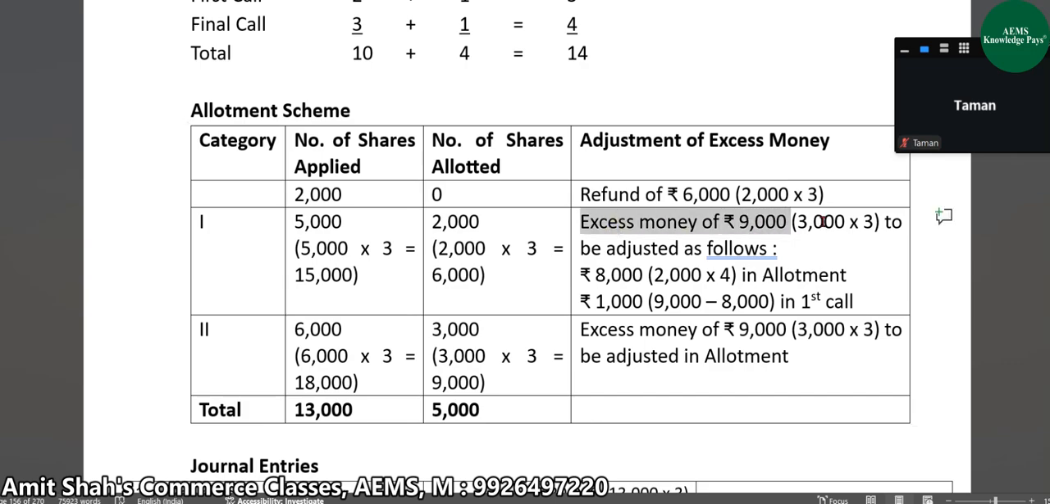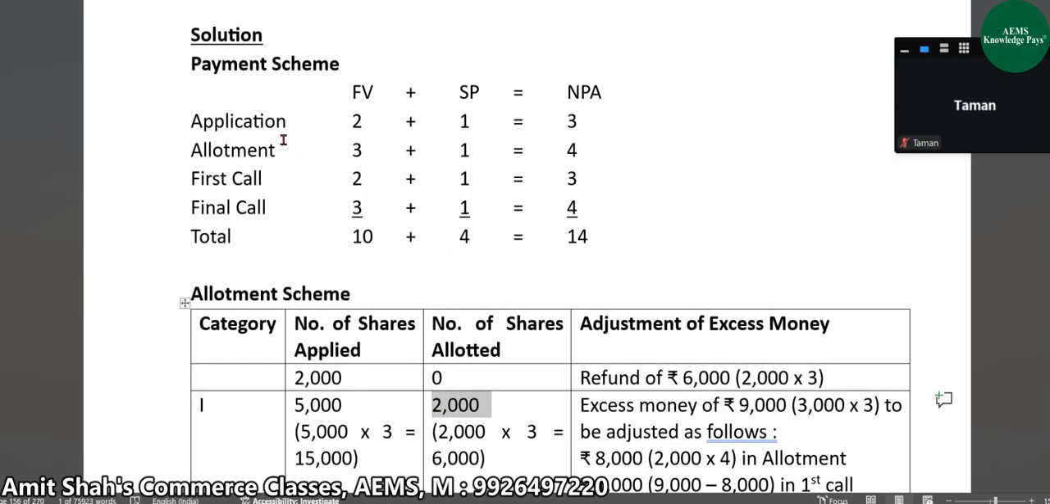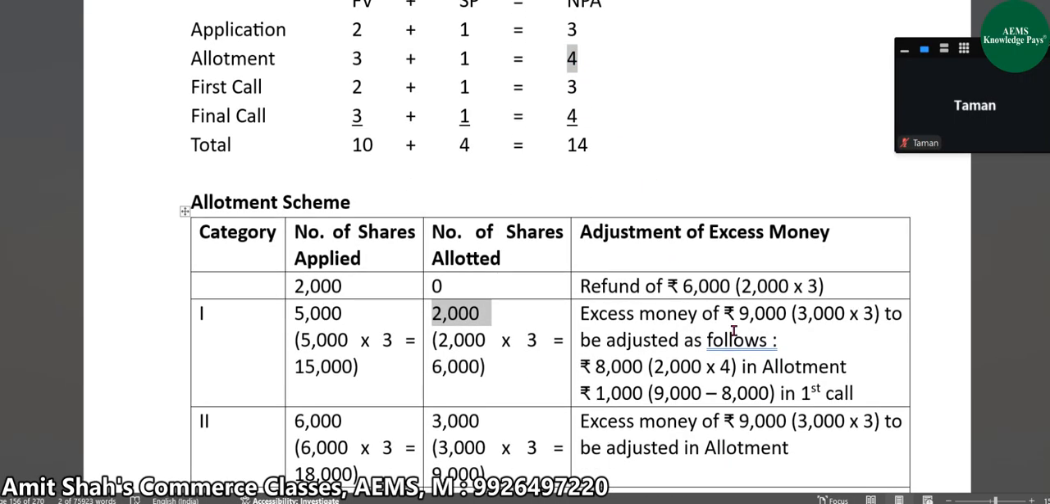Okay. So this money we have to adjust. In this category, we have allotted 2,000 shares. From them, after application, we require rupees 4 per share on allotment. It means how much we require again from them on allotment? 2,000 into 4, that is rupees 8,000. But we have excess money of 9,000. So 8,000 would be adjusted in allotment, because on allotment we require only 8,000, 2,000 into 4. And remaining 1,000 we would be adjusting in first call.